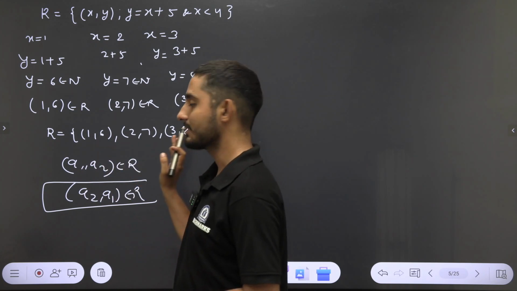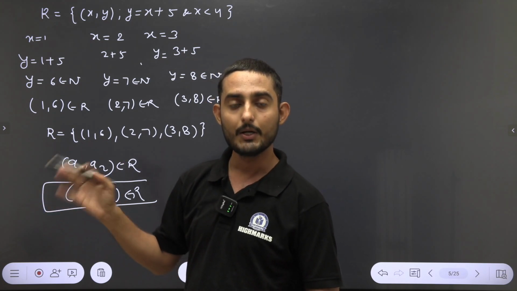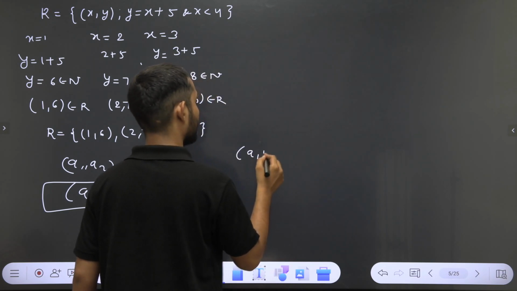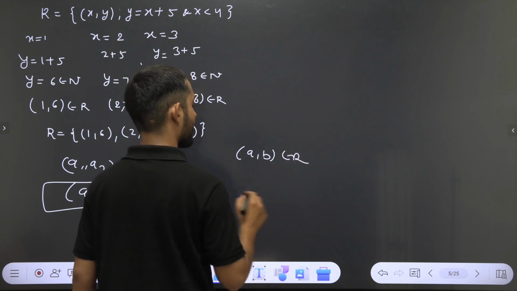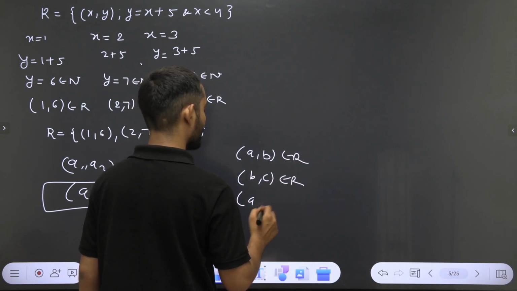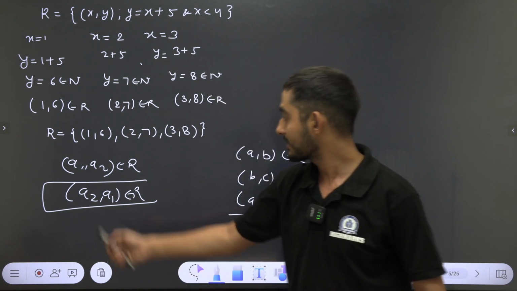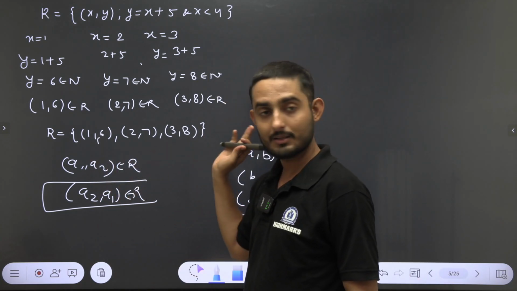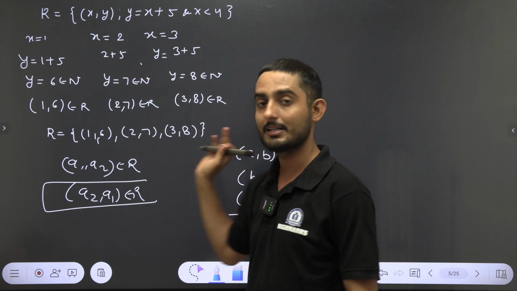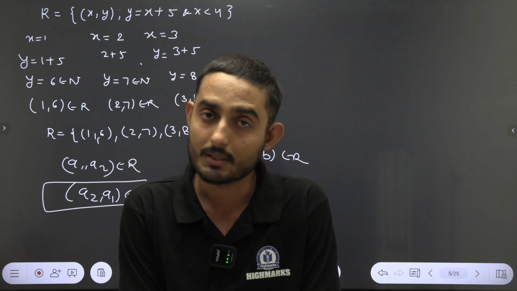Now let's go on to the transitive. The transitive condition is that if (a1, a2) belongs to R and (a2, a3) belongs to R, then (a1, a3) should belong to R. That means if (a, b) belongs to R and (b, c) belongs to R, then (a, c) should also belong to R, but there is no such condition. (1, 6) belongs to R, but there is no element starting with 6. (2, 7), but there is nothing starting with 7. (3, 8), but there is nothing starting with 8 either. So we can say that this relation is not reflexive, not symmetric and not transitive.